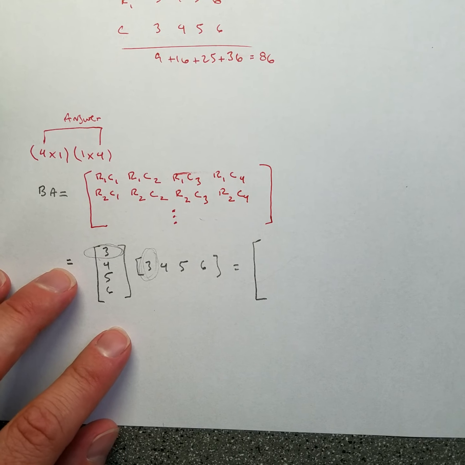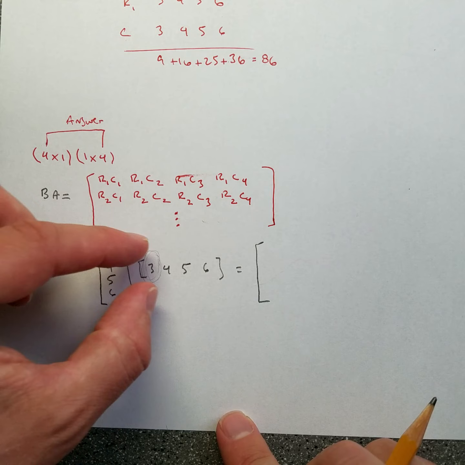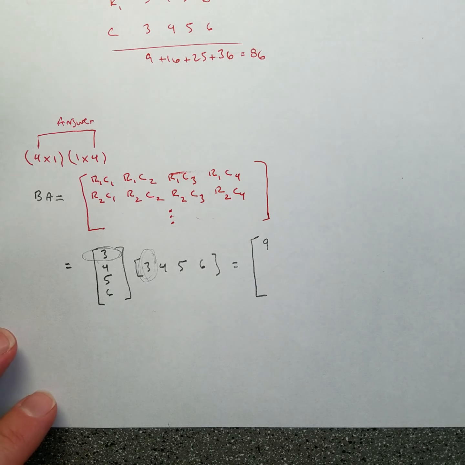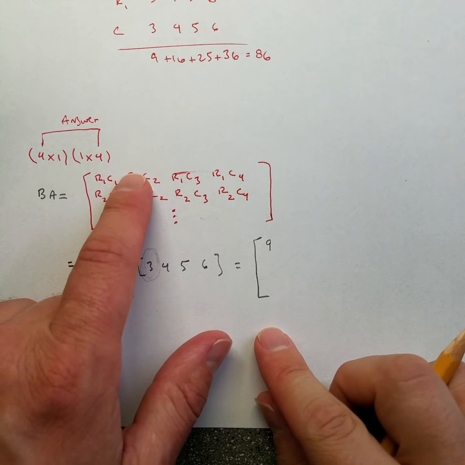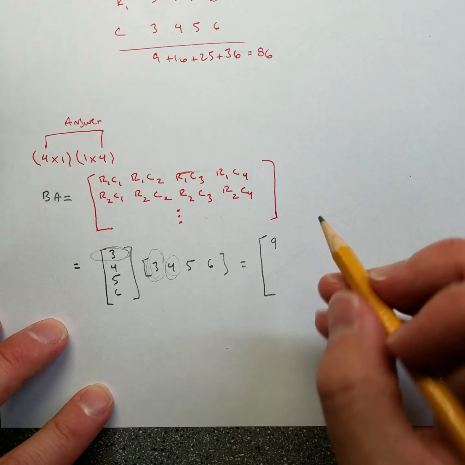Anyway, here there's nothing to turn. I mean, it's just a 3. So aren't we just going to get 9 right there? Yeah. And then what about row 1, column 2? Well, here's row 1, here's column 2. It's going to be 12.